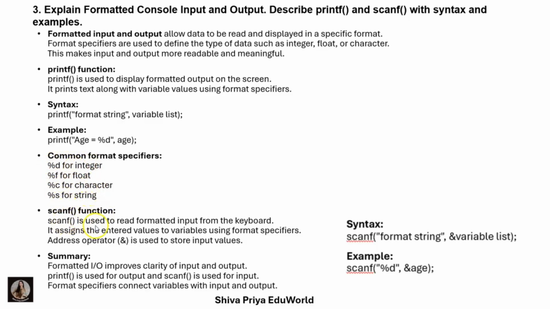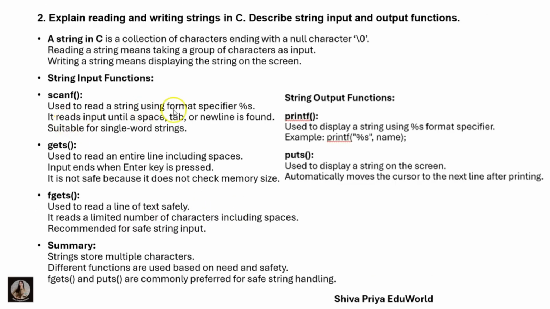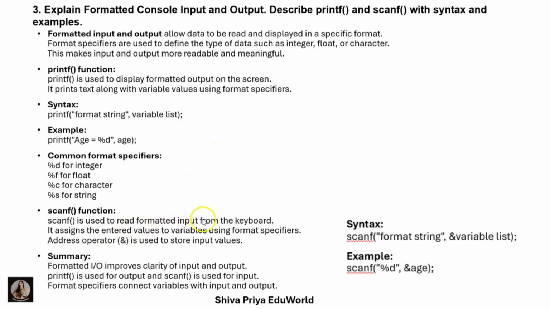Scanf function. It is used to read the formatted input from the keyboard. I have already explained. Scanf means it will read the input from the keyboard and it assigns the entered values to variables using format specifiers, which means whatever values I have entered, it will assign to the variables based on the format specifier. You can see this example. Whatever value I have taken, age is equal to 18, using the format specifier, it will assign that value to the variable.